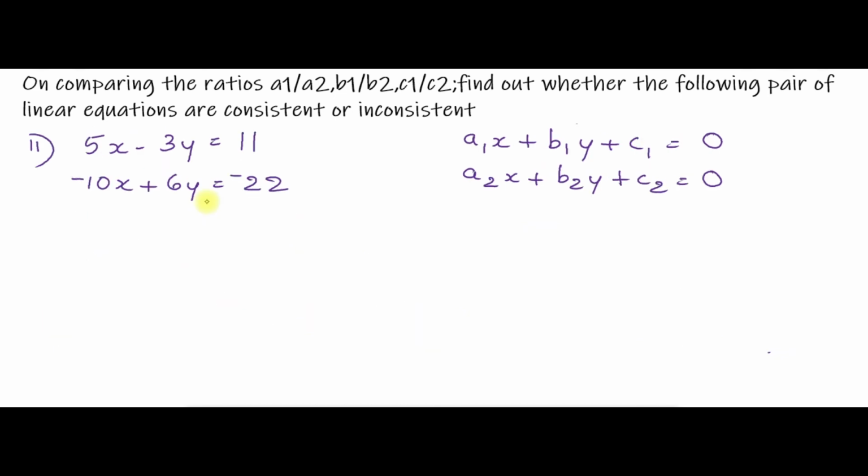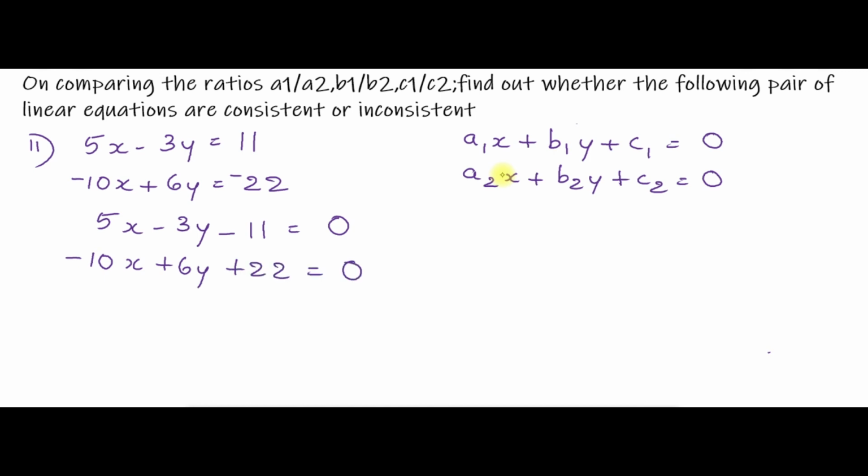Second question, 5x minus 3y is equal to 11 and minus 10x plus 6y equal to minus 22. First rewrite these equations in the form of general equation. So 5x minus 3y, this 11 becomes minus 11 equal to 0, minus 10x plus 6y minus 22 becomes plus 22 equal to 0.